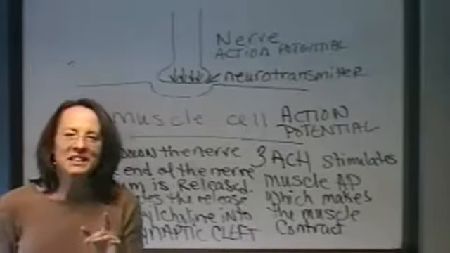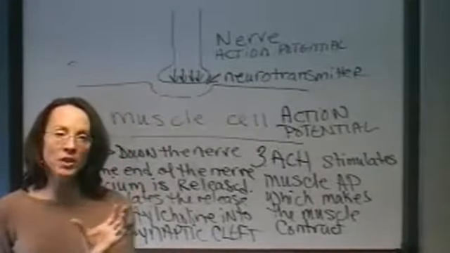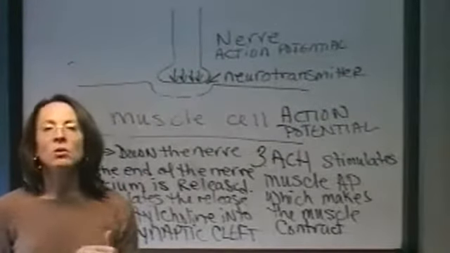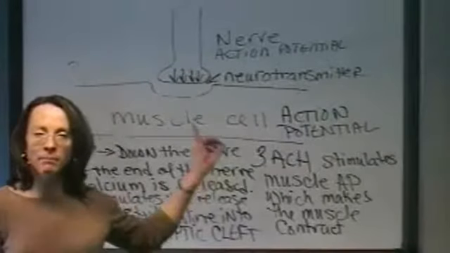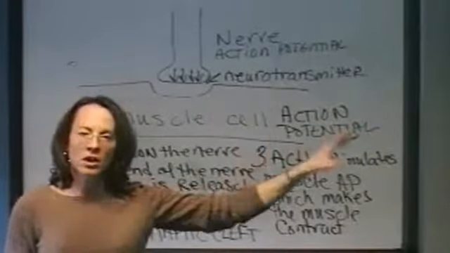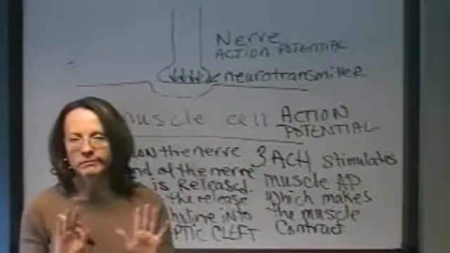So, action potential, end of the nerve. Calcium is released to the end of the nerve, not out of the nerve. It releases acetylcholine. Acetylcholine crosses the synaptic cleft, is attached to the muscle cell receptors, stimulates an action potential in the muscle, which causes the muscle to contract.